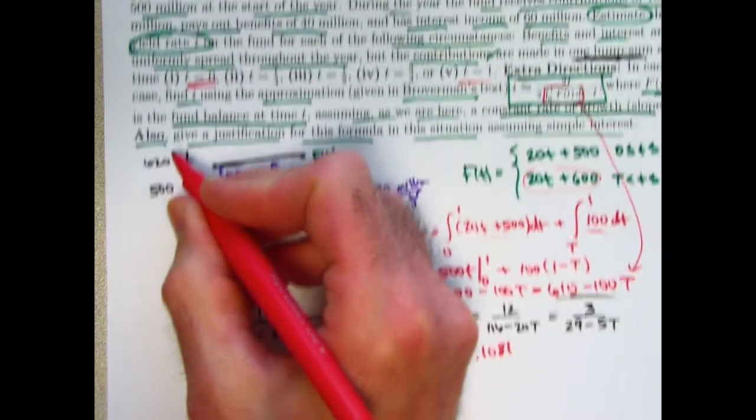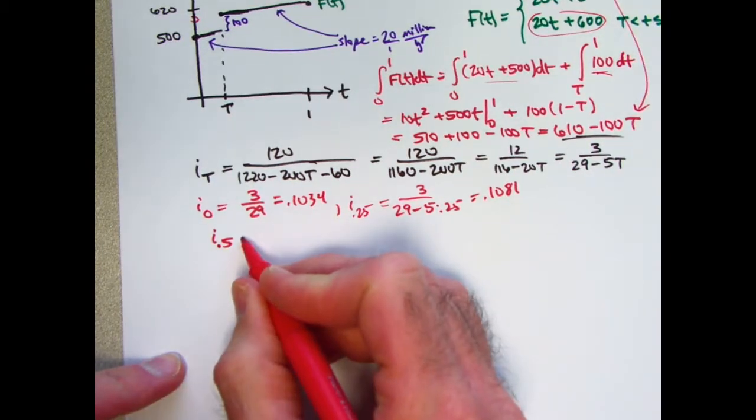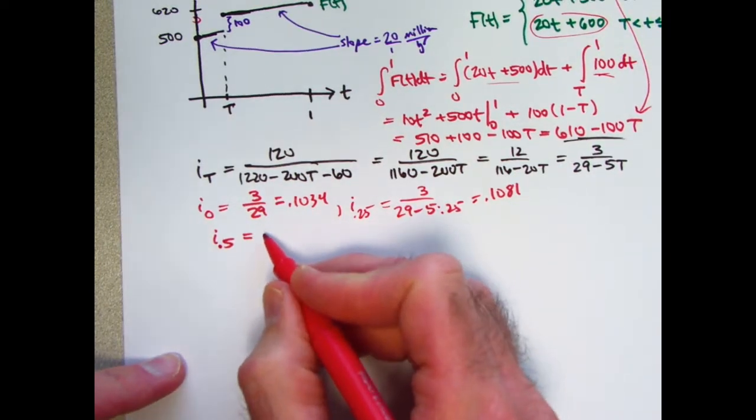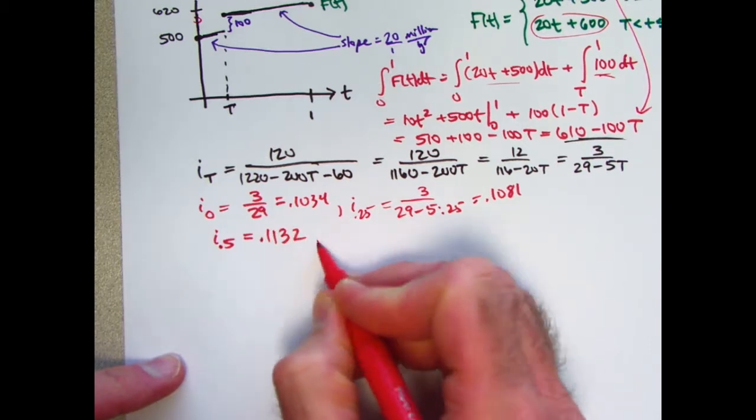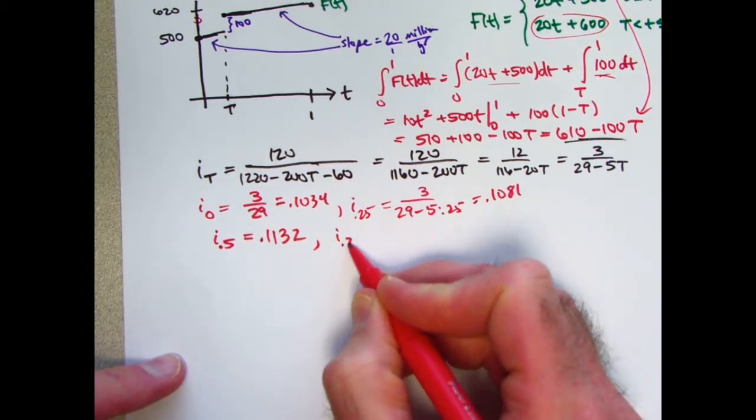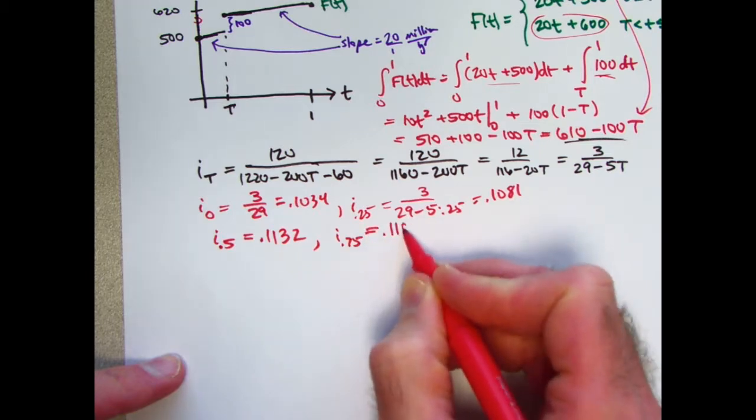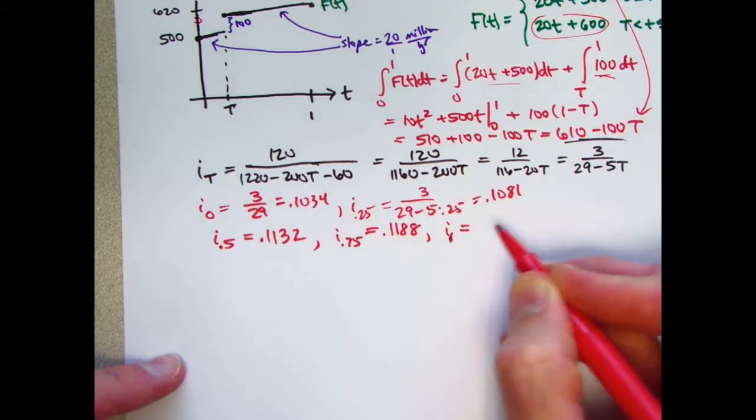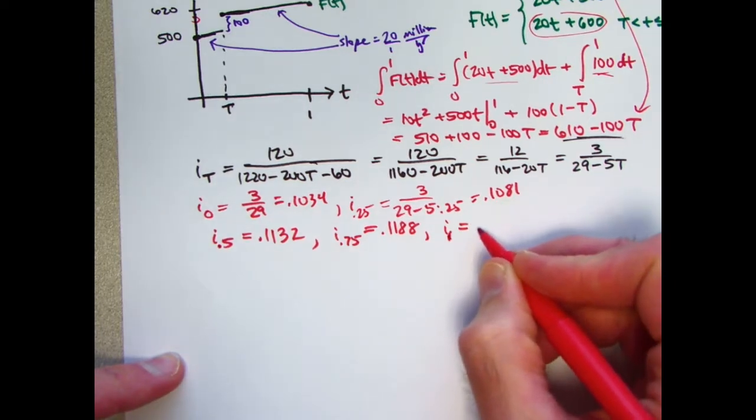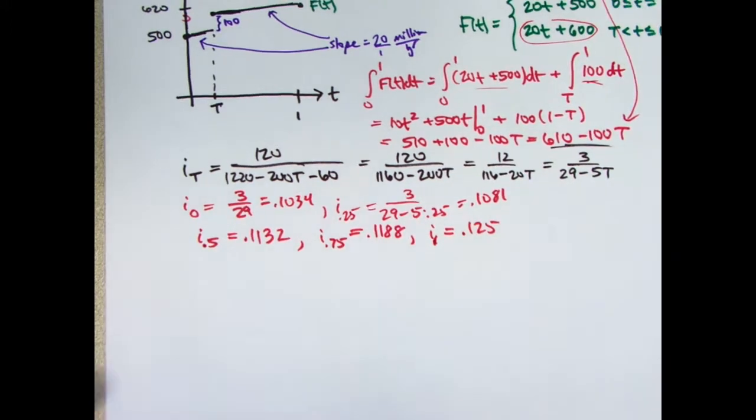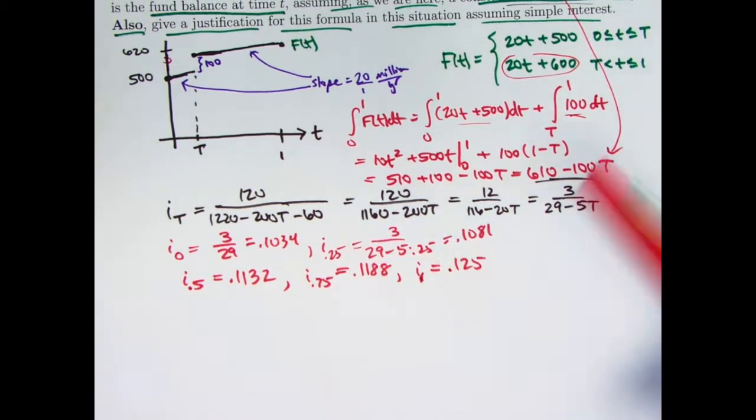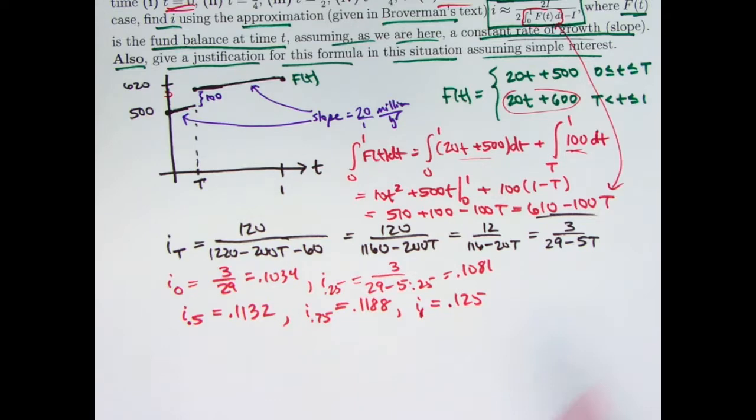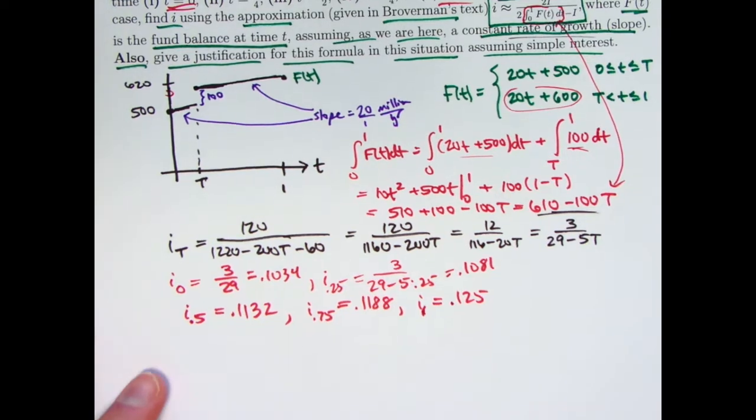This also part up here is what I want to get to. I of 0.5 turns out to be, I'll just tell you, 0.1132. You should check these on your own. I of 0.75 turns out to be about 0.1188. And I of 1, where the lump sum is at time 1, turns out to be about 0.125. So again, as the lump sum gets later in the year, the total yield rate I gets higher, because that should make sense again: you're spending more time in lower balances yet still getting the same amount of interest in the end.